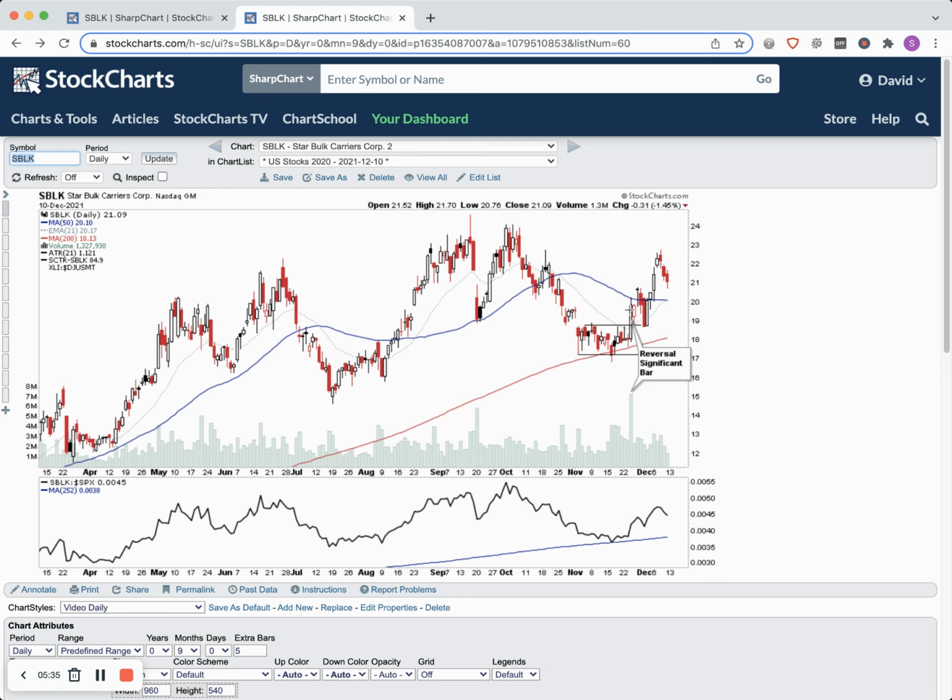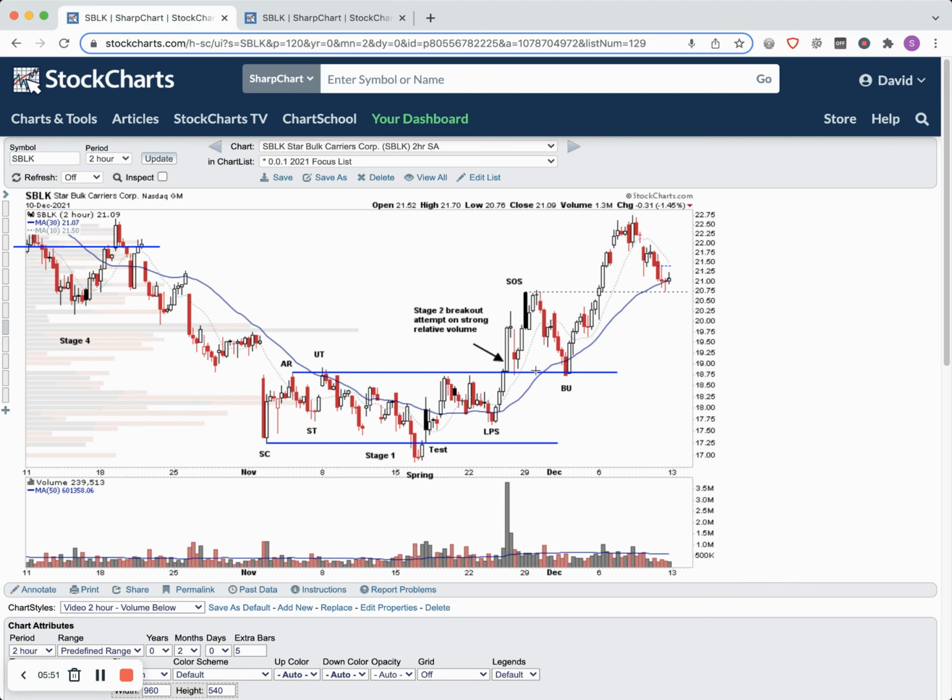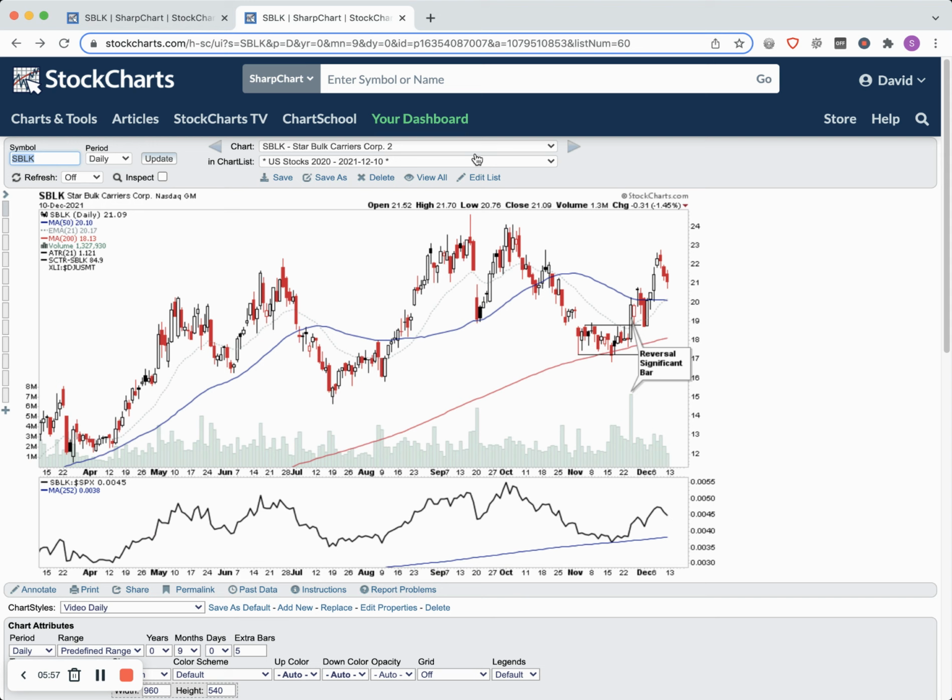You can see that the stage 2 breakout presented as what we call a reversal significant bar. This was the highest volume close that we had, obviously, all year there. So this was what we call a significant bar. It broke multiple levels. Intraday was a stage 2 breakout. You can see the volume there, significant. So that then gives us a level to key off of, and this bar here.